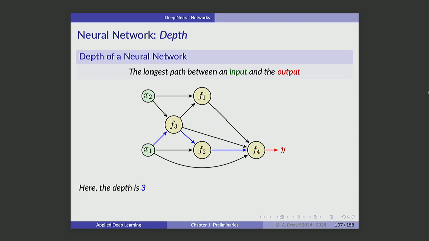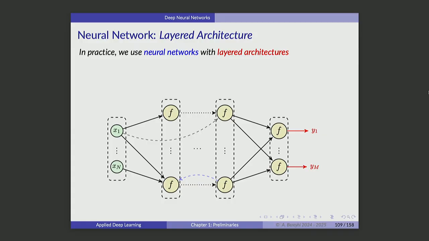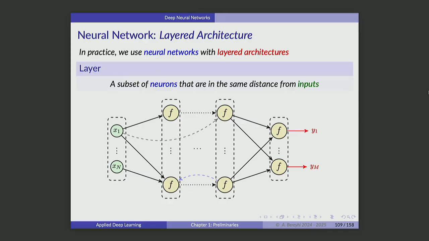So everybody's cool? Okay. So now, as I said, this is a deep neural network because the depth is 3. And now, typically, not typically, always, in practice, we have a layered neural network. So we don't have that weird neural network that I showed you. We always have neurons put into layers. And what is a layer? We define a layer to be a set of neurons that are all at the same distance from the input. So every neuron in the first layer here is at distance 1. Every one in the second is at distance 2, and so on.